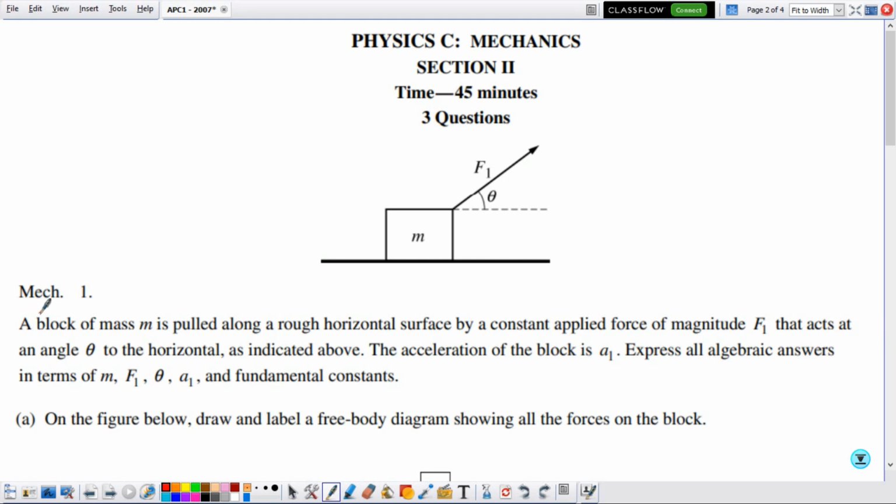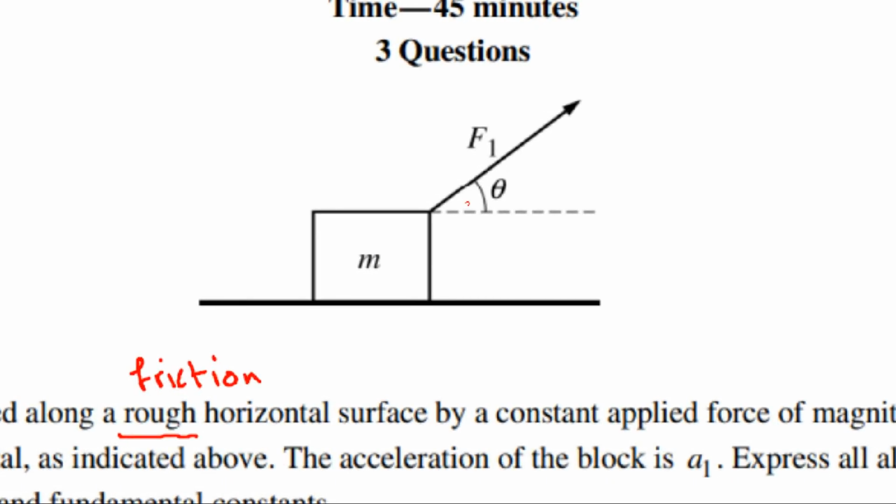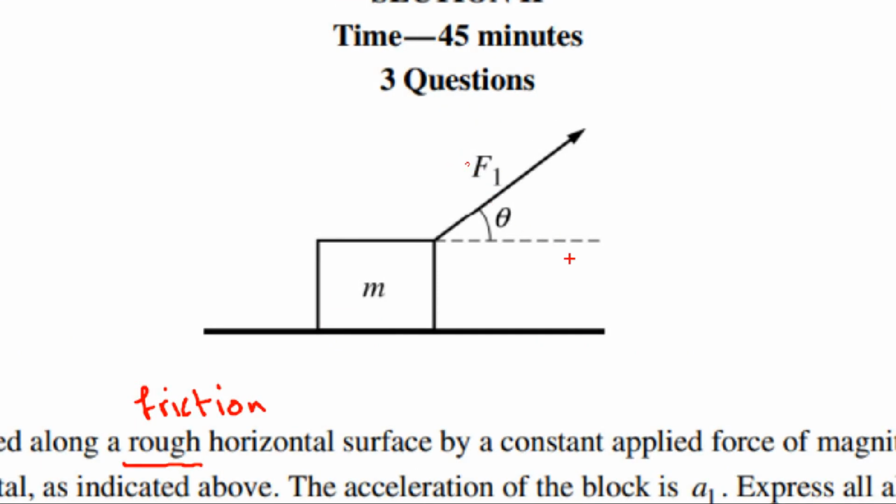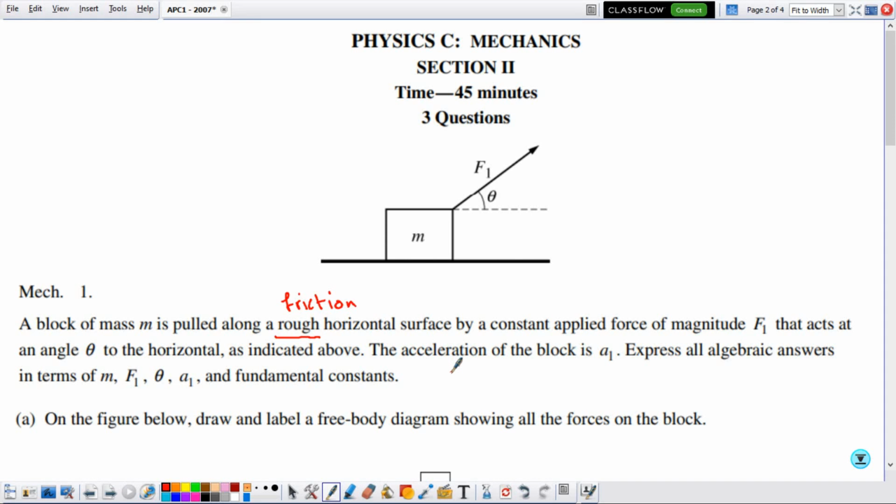So mechanics 1, a block of mass M is pulled along a rough horizontal surface. So the surface is rough, which means that we have friction. By a constant applied force of magnitude F1 that acts at an angle theta to the horizontal as indicated above. So this is the figure. This is the block of mass M. And this is the applied force making an angle theta with the horizontal. The acceleration of the block is A1, so the block is being accelerated.